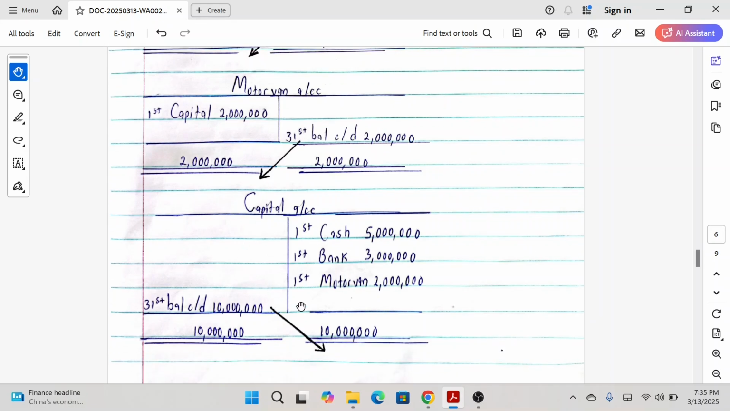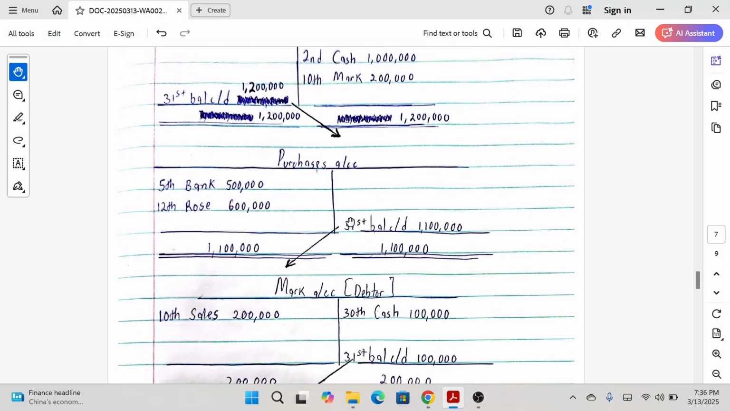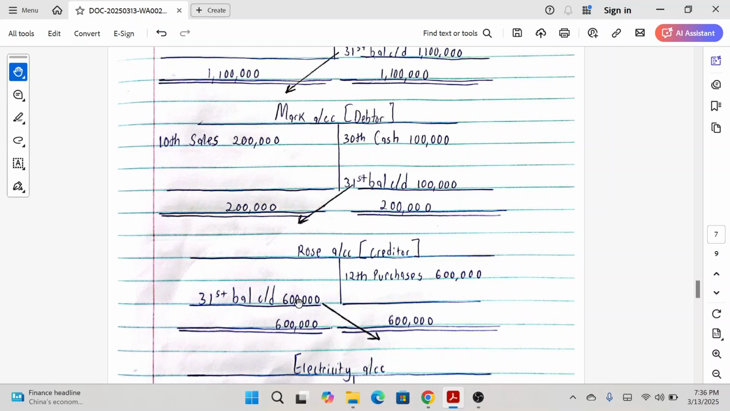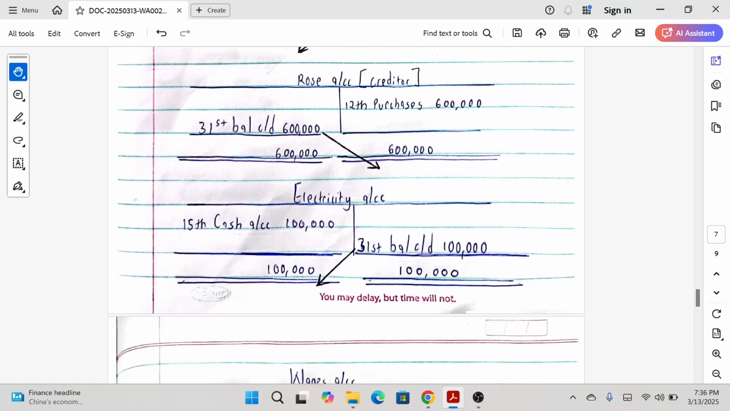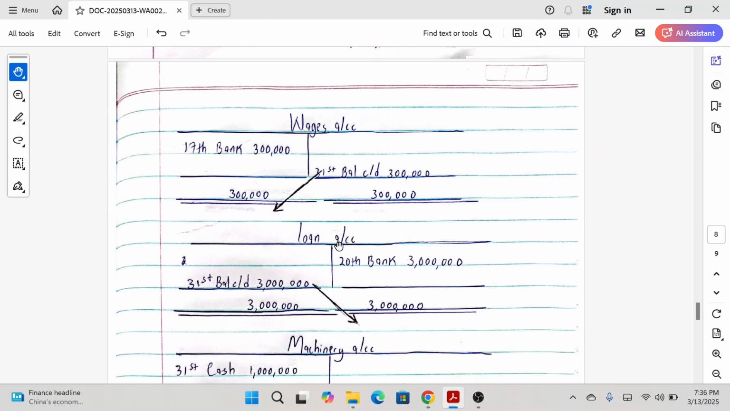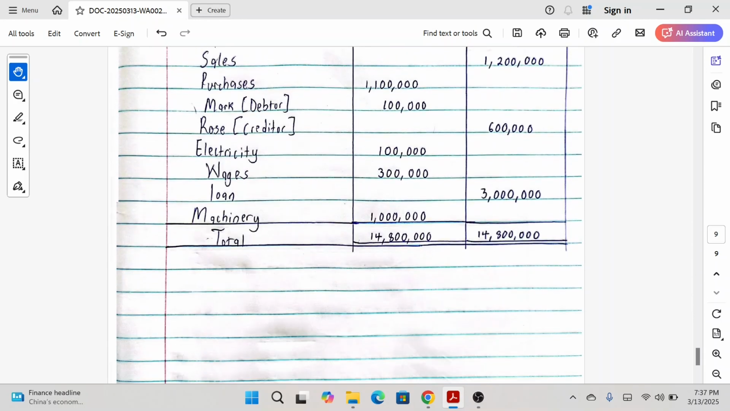Capital on the credit side, sales on the credit side, purchases on the debit side with this figure, and then Mark on the debit side with 100, Rose with 600 on the credit side, electricity 100,000 on the debit side, then wages 300,000 on the debit side, then loan 3 million on the credit side, then finally machinery on the debit side with 1 million. So it's what you come and post to your T account.